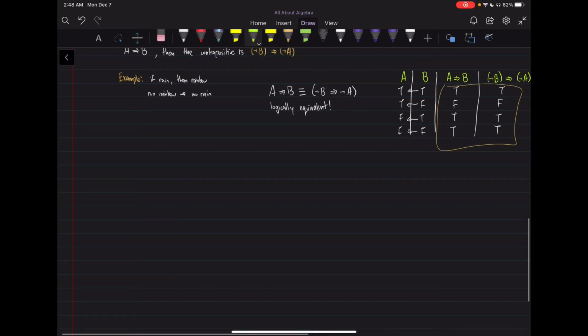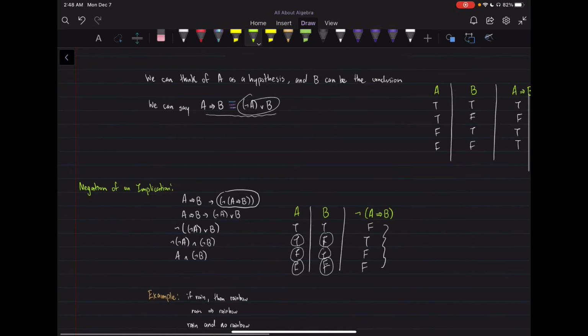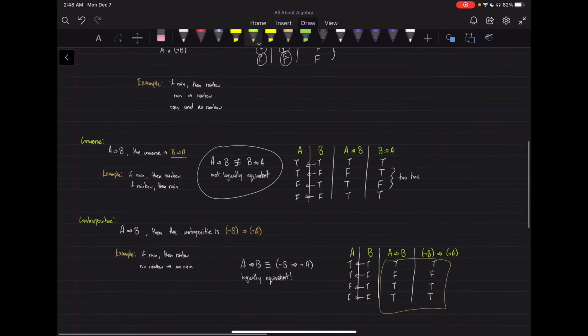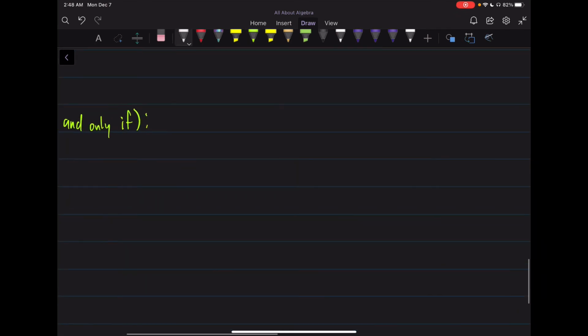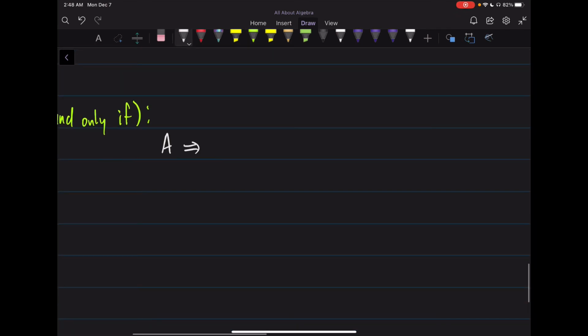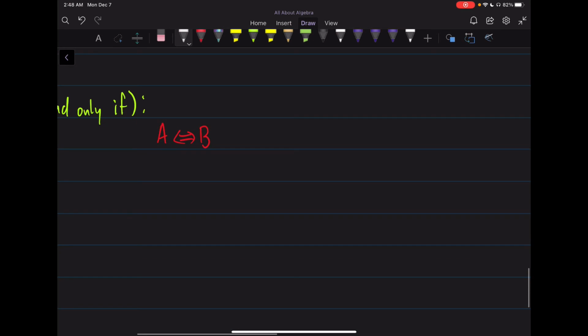So now that we've discussed contrapositives, we've discussed converse, we've discussed negation of an implication and what an implication is, now we're going to move on to something called a double implication, or it's called an if and only if, right? These statements have a form that looks like this. And you might be thinking, what does this mean?